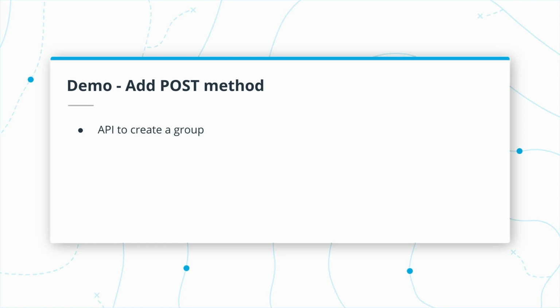So in this demo, we will implement a new API that will allow us to create a new image group. To do this, we need to add a post method for our groups resource, implement the Lambda function that implements this functionality, and deploy the new version of our API.